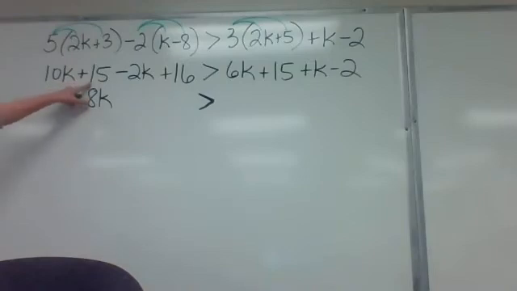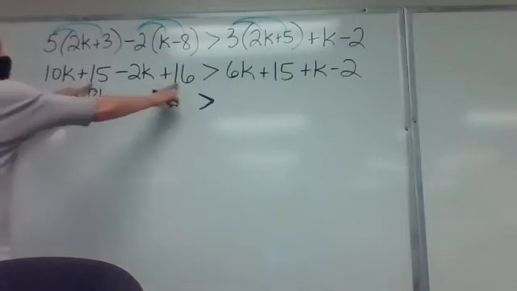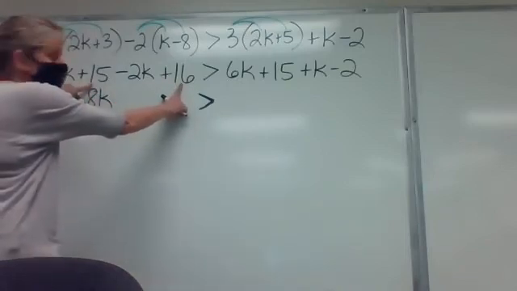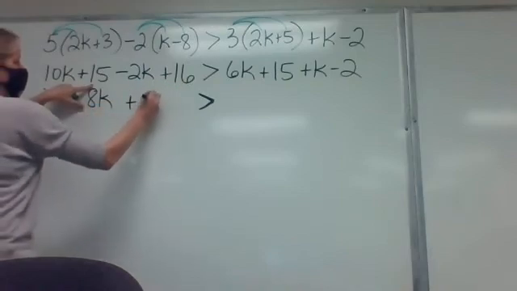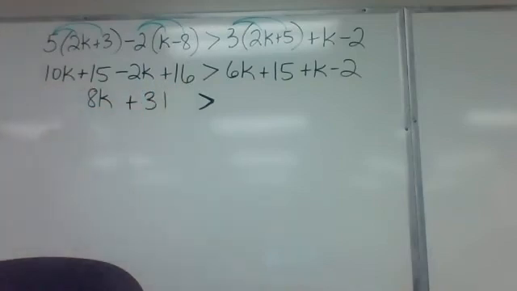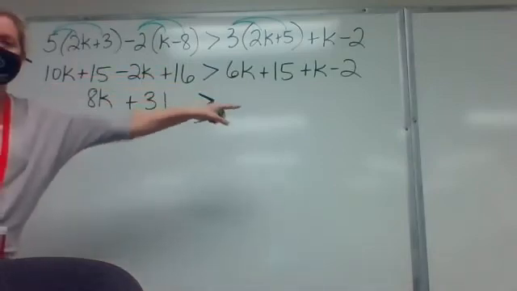I can also put together, who can go with this 15? Is there any other plain numbers on this side? The 16. So I'm going to put the positive 15 plus 16 together, which gives me plus 31. So that cleans up that side a lot. I'm going to do the same stuff over on the other side.